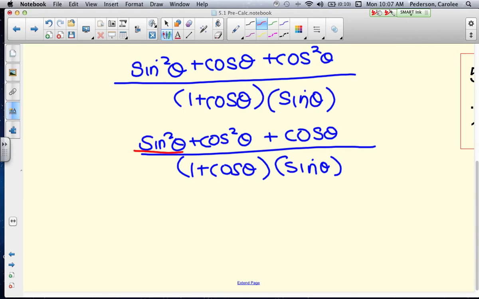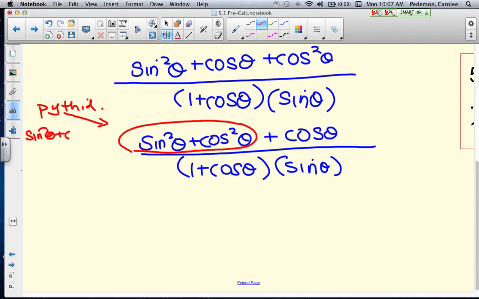This piece right here is from one of the Pythagorean identities. That says the sine squared of theta plus cosine squared of theta equals 1. So I can replace that entire circled piece with 1.